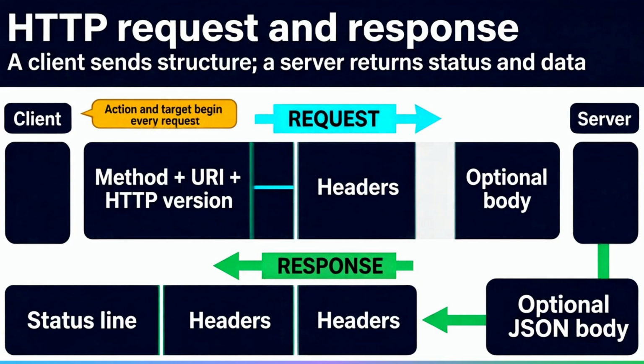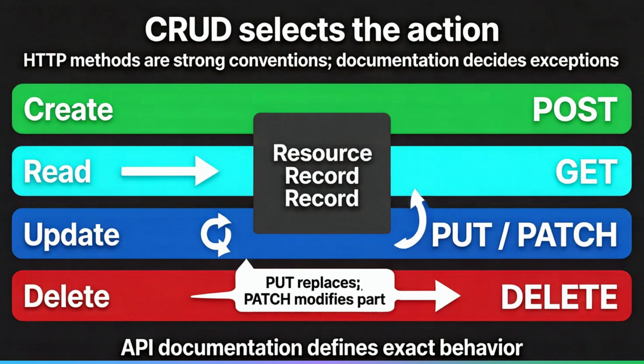The method states the decision we want for a resource. CRUD is the shortcut: create, read, update, delete. POST usually creates. GET reads. PUT replaces a resource. PATCH modifies part of one, and DELETE removes one. Treat those as strong conventions, not a universal contract. API documentation defines the exact behavior.